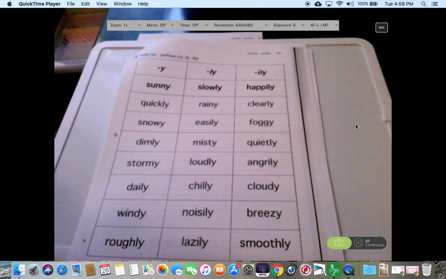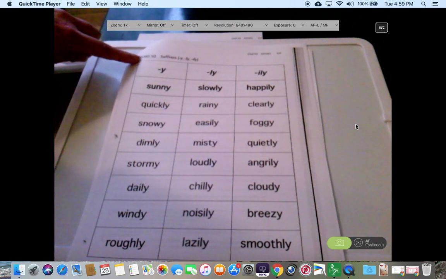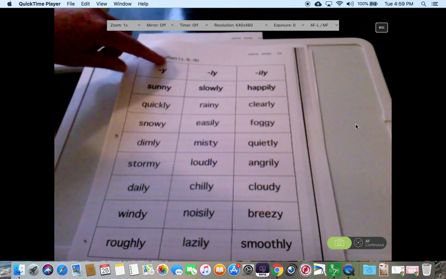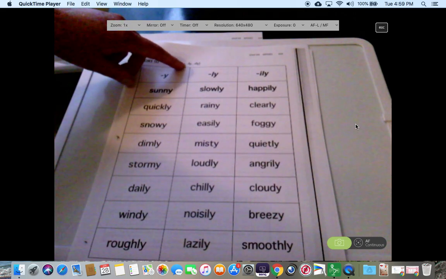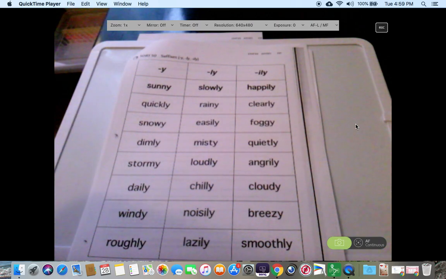All right, boys and girls, today you're going to need the words for sort 50, suffixes ending in Y, ly, and ily. So if you need to pause the video to go get this sheet, go ahead and get it. But this time, I don't want you to cut them yet. If you already did, it's not a big deal. But if you did not cut them yet, don't cut them. So go ahead, press pause, go get them.